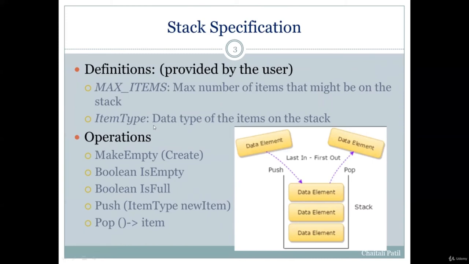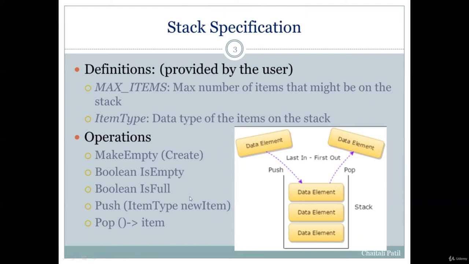So the definition of a stack: a stack is a linear data structure where insertion and deletion are possible through only one end, and that end is called the top. Now we will see the operations that can be implemented on a stack.